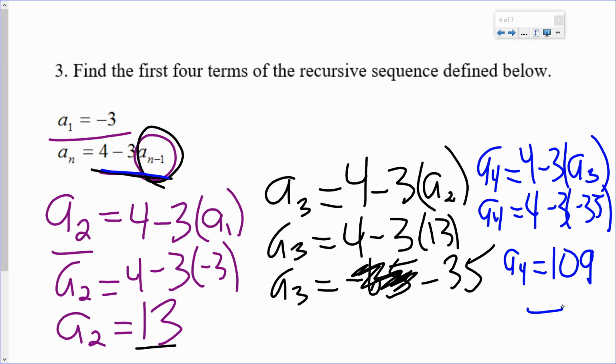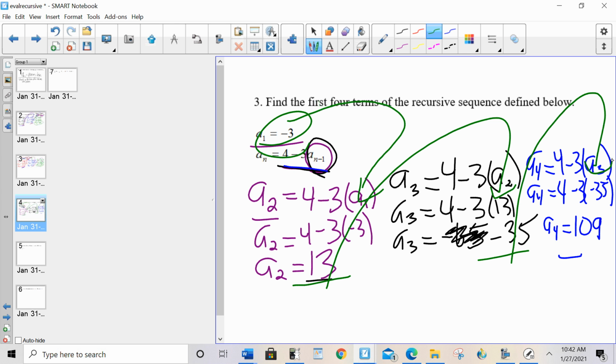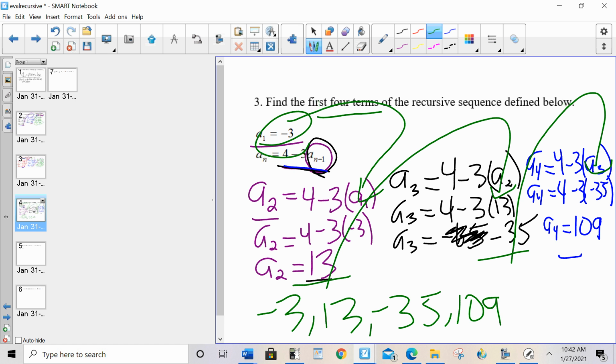So, again, what am I doing? I am taking the first term and substituting it in to find the second term. I'm taking the second term, substituting that in to find the third term. I'm taking the third term, substituting it in to find the fourth term. It's asking for the first 4 terms: negative 3, 13, negative 35, 109.